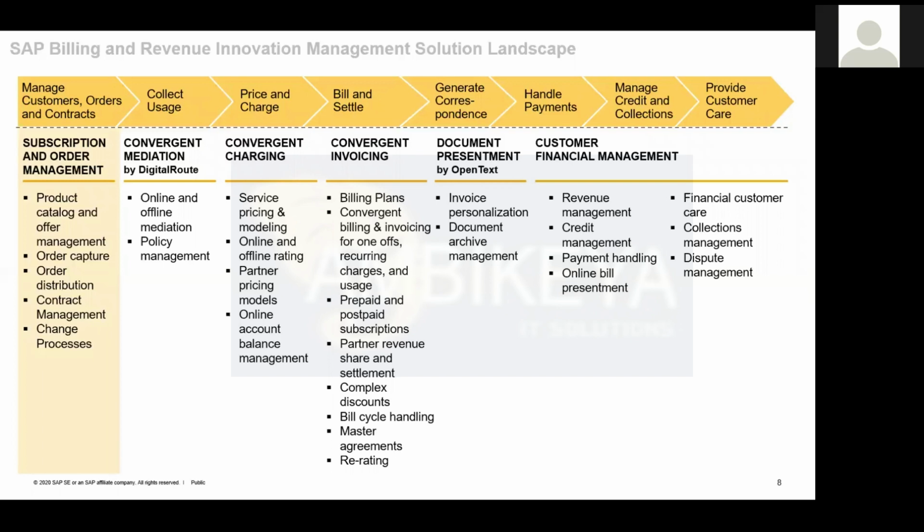We can now have a look at the complete solution landscape, just to give you an overview of what is covered by BRIM. We have the subscription and order management processes, where we implement our training example with a bundle product, the product catalog, and as I said before, we have an order capture process for a cloud selection service. We have the order distribution and the contract management, and also the change processes if you, for example, want to change the service level of your contract.